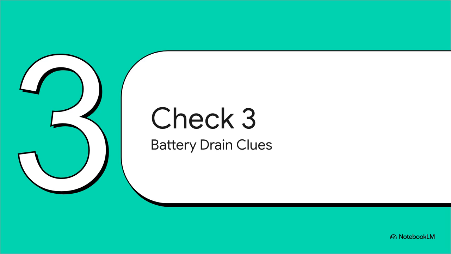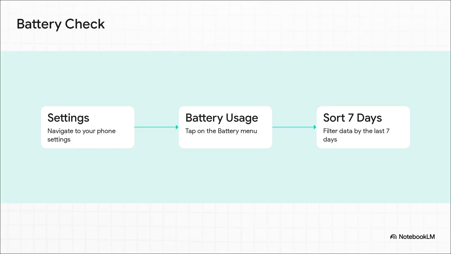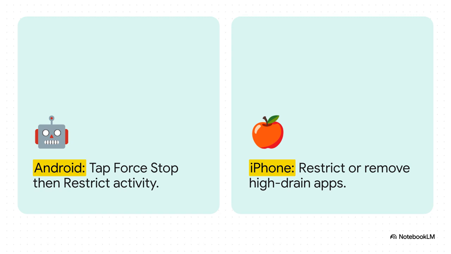All right, check 3, the battery drain clues. Constant tracking requires energy, right? And that energy comes straight from your battery. So dive into your battery usage settings. This works on either platform. The real trick here is to sort the data by the last 7 days. That filters out all the normal daily noise and exposes any consistent hidden drains. You're looking for apps chewing through your battery that you barely even touch.